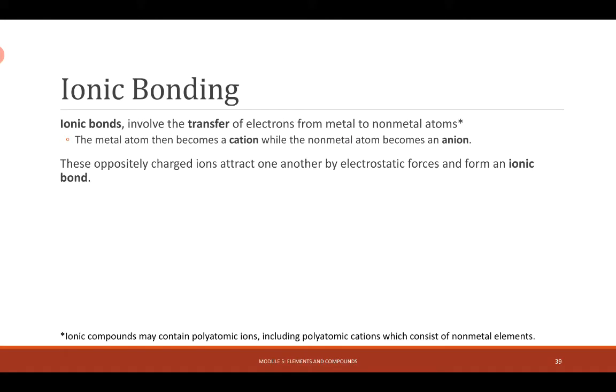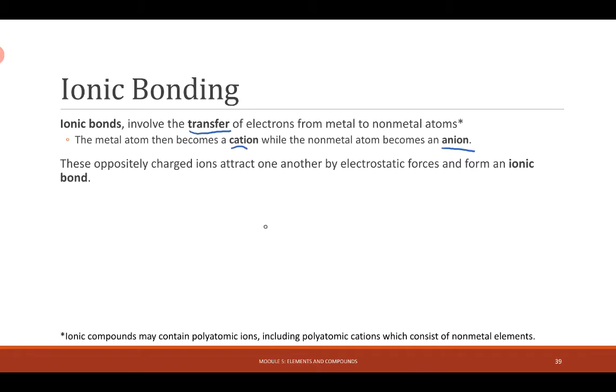Ionic bonds do not involve sharing at all. Ionic bonds involve a transfer of electrons from a metal to a nonmetal. And then I do have a disclaimer here because we'll be talking about polyatomic ions very soon, and not all polyatomic ions have a metal in them. But if a metal gives up its electrons, then it's going to form a cation. And when it gives a nonmetal an electron, that nonmetal becomes an anion.